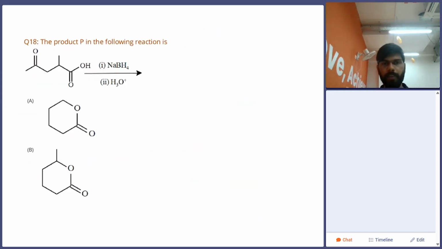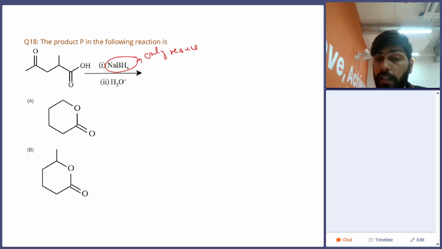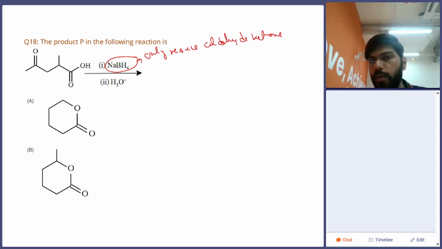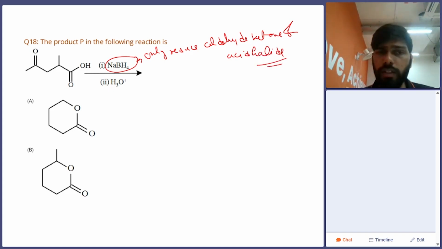Next question. The product P in the following reaction. When we solve this, first of all NaBH4 is a good reducing agent, but NaBH4 only reduces aldehyde, ketone, and acid halide. So it is not going to reduce the acid part. If LiAlH4 were written, then that is another thing. But here it will reduce the ketone.